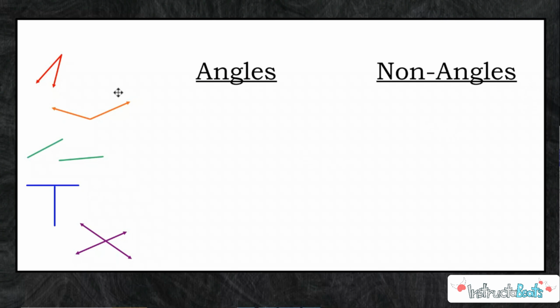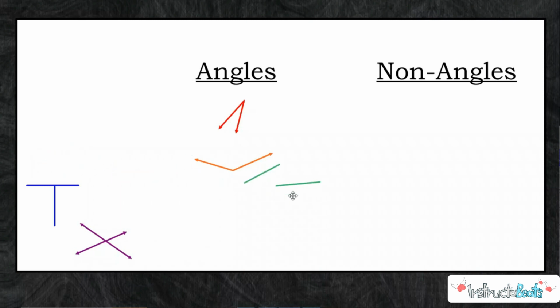So hopefully you just did that. Let's start with the red one. Right here we can see that we have a vertex. Two rays met. They're coming out of the same vertex, same starting point. And there's a space between them right there. So that is an angle. The orange one is also an angle. Two rays met. You had your vertex right there where my cursor is. And you have a space in between them. That is a little bit wider angle, but it's still an angle.